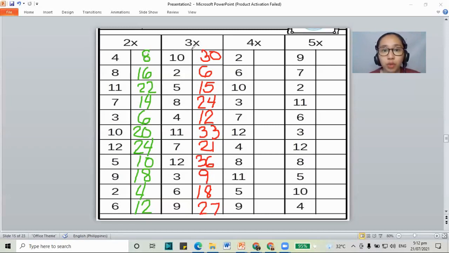How about for 4? 4 times 2, that is 8. 4 times 6, that is 24. 4 times 10, you get 40. 4 times 3, this is 12. 4 times 7, you get 28. 4 times 12, that is 48.